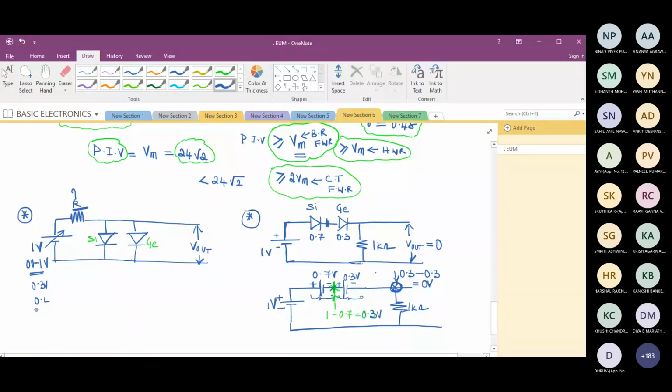So before we reach 0.7, will the germanium diode conduct? Yes. Are you getting this concept? So if the germanium diode conducts, can I replace this diode by its equivalent constant voltage model of 0.3? Yes. Now if I try to raise the potential, will the silicon diode conduct? No.